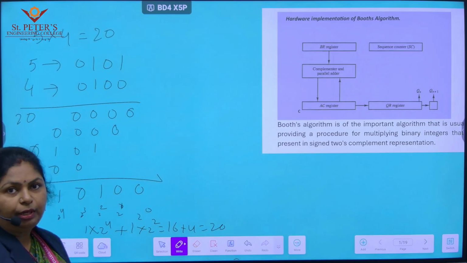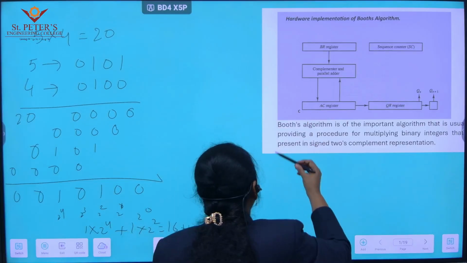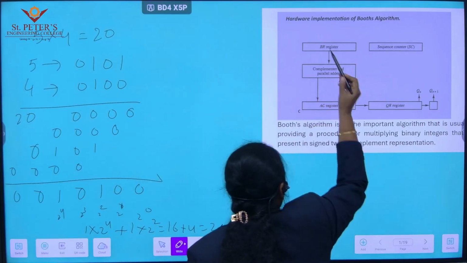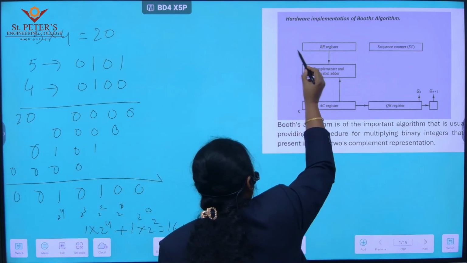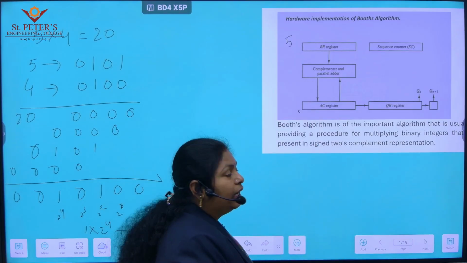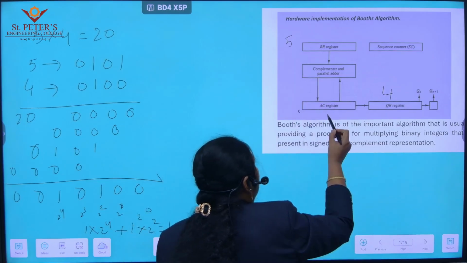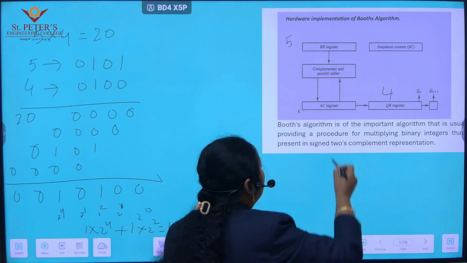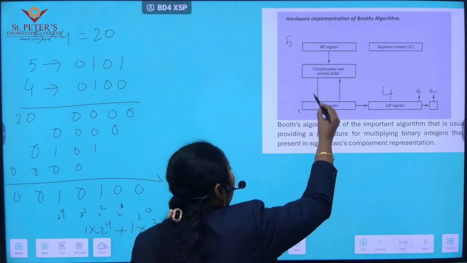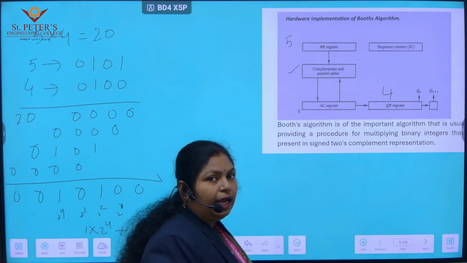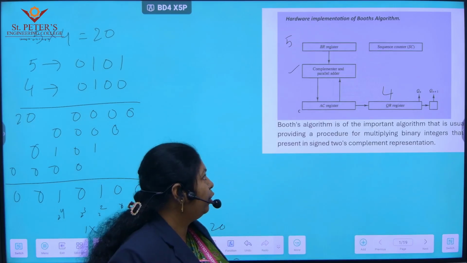To perform this multiplication, the hardware implementation is shown here, where it contains the BR register, QR register, and accumulator register. In the BR register, we store the multiplicand value. In the QR register, we store the multiplier value. After multiplication, the result is stored in the accumulator. In between, while performing the multiplication, we have to go through some complementation operations and addition operations. This block will take care of those complementation and addition operations.